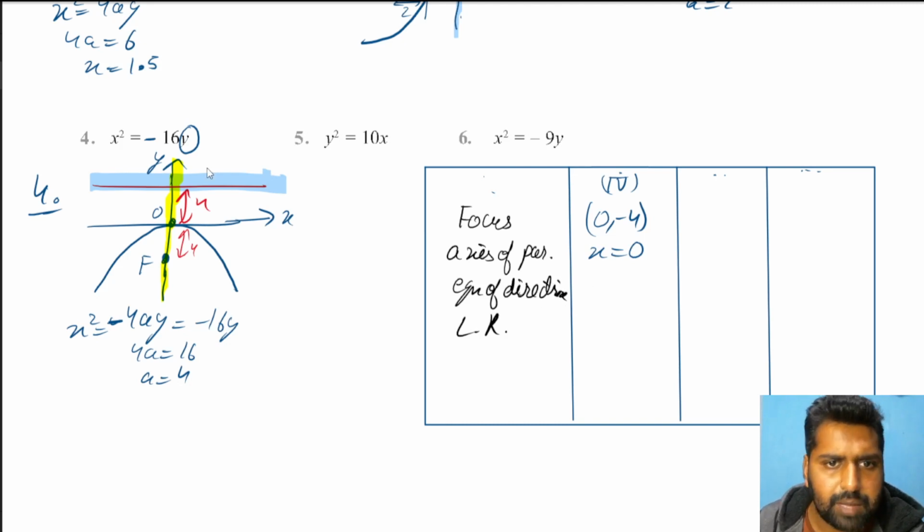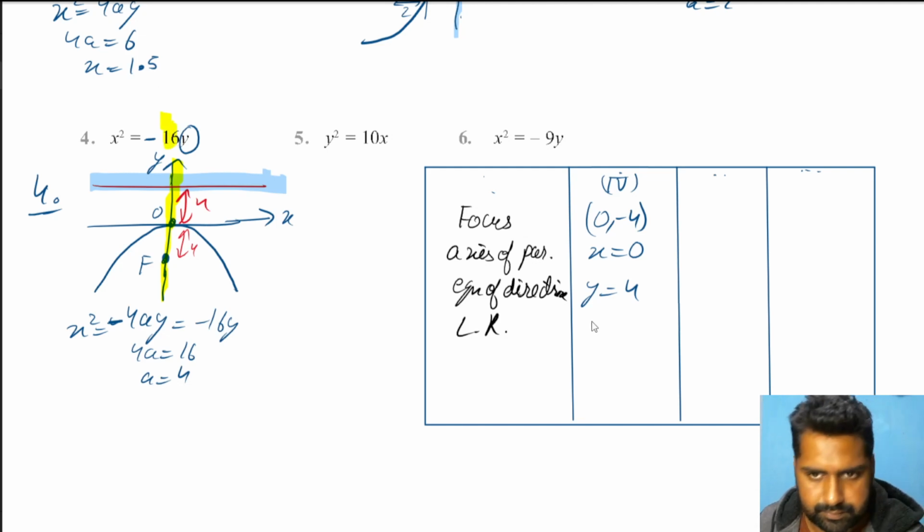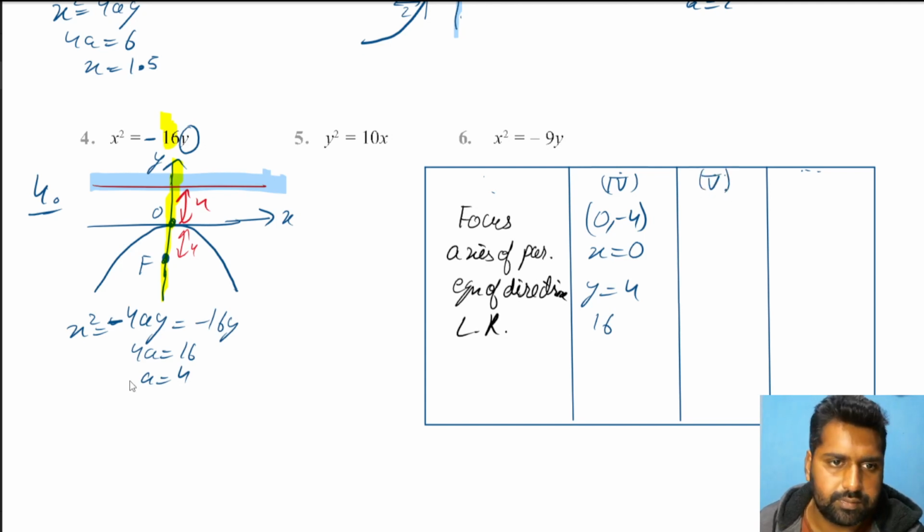Equation of directrix, parallel to the x-axis, y is equal to something. What is that something? It will be 4, and plus 4 because it is above, so plus 4. Below it will be minus 4. So y equal to 4. And latus rectum is directly the coefficient here, that's 16. Let's see the next part, fifth.